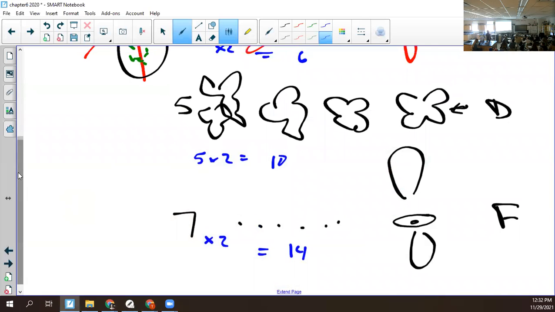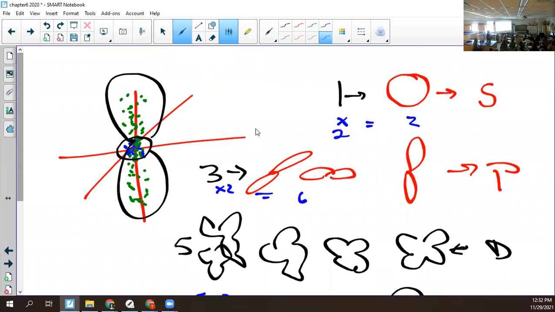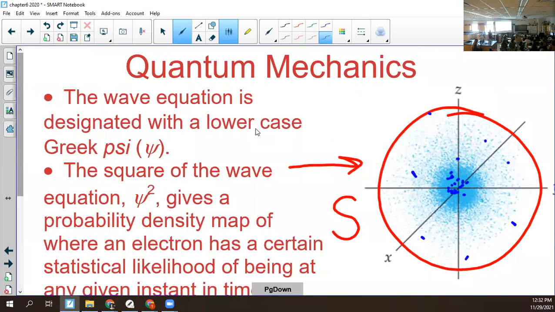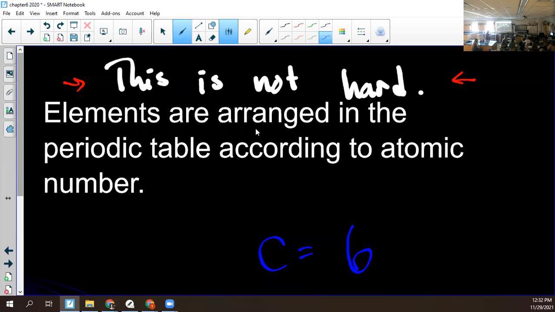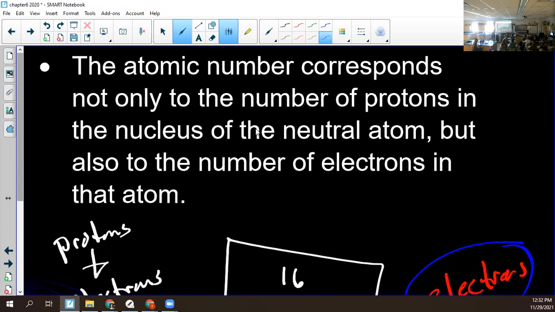Okay, coming back to this. You're like, all right, that's great, but everything about this is everything about the structure of the periodic table and the boxes that we're going to talk about. Okay, now I'm going to blow through this. This is from regular chemistry slides right here. Elements are arranged on the periodic table according to atomic number. You know that, right? Next, the atomic number corresponds not just to the number of protons, but also the number of electrons. We have to know that.